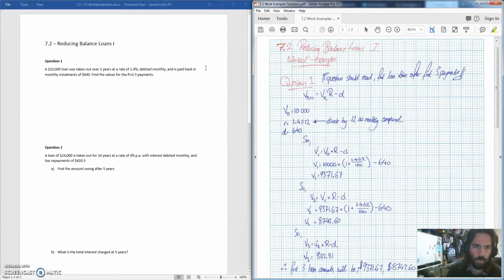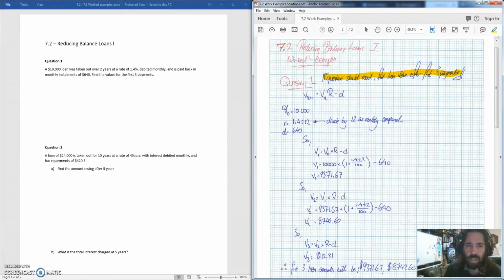So we've got question 1. A $10,000 loan was taken out over 2 years at a rate of 1.4%, debited monthly. And it's paid back with monthly installments of $640. Find the value of the first 3 payments. Like I mentioned in the lesson, if you weren't there, it should read: find the loan value after 3 payments. So that's what we're looking for there.